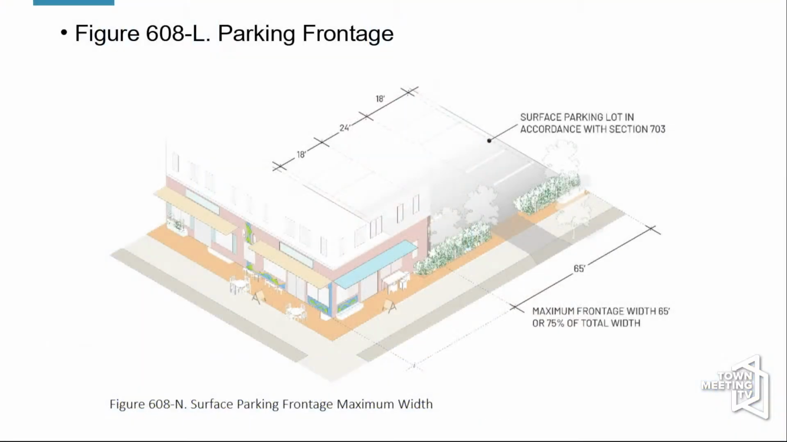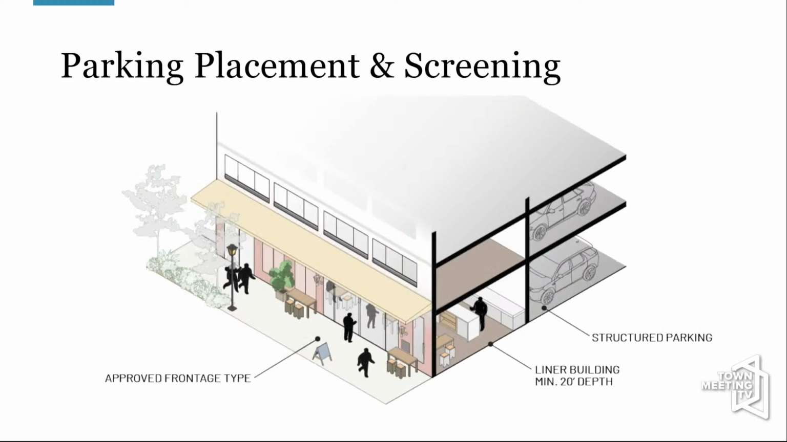So this is an example of how that would be applied. The main street is on the front, and if there's a surface parking lot, it's accessed from the side. But we also know multi-story parking lots are going to become more of a thing in Essex Junction with increased development.